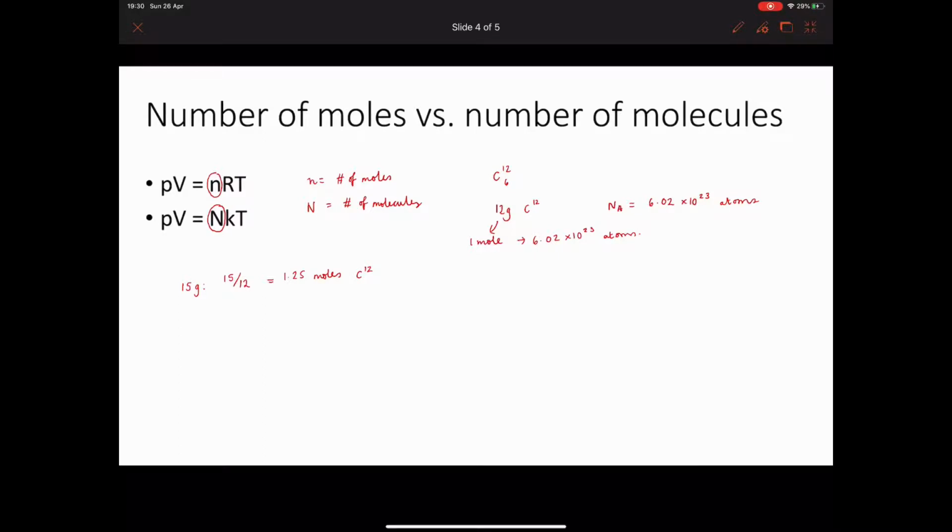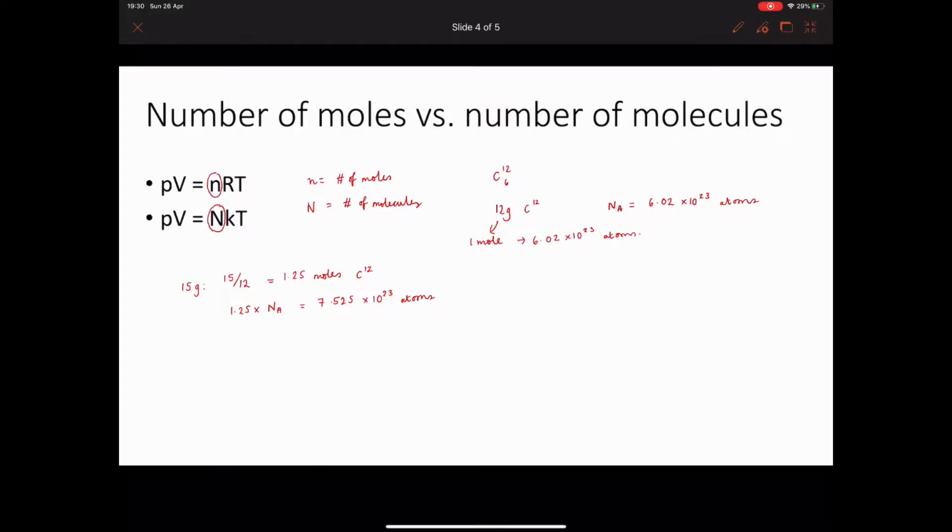Therefore, to find out how many atoms we've got in 1.25 moles of carbon-12, we can multiply through by Avogadro's number. So we get 1.25 times 6.02 times 10 to the 23, and we're going to end up with 7.525 times 10 to the 23 atoms are in 15 grams of carbon-12.